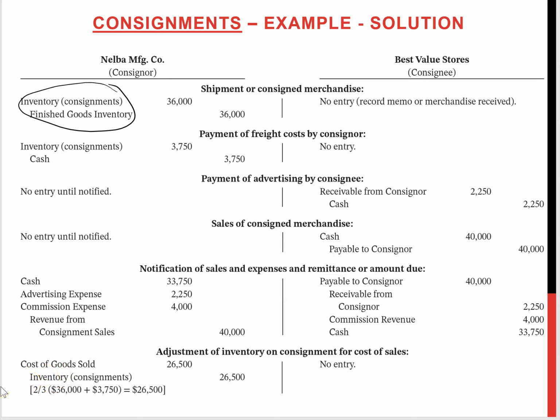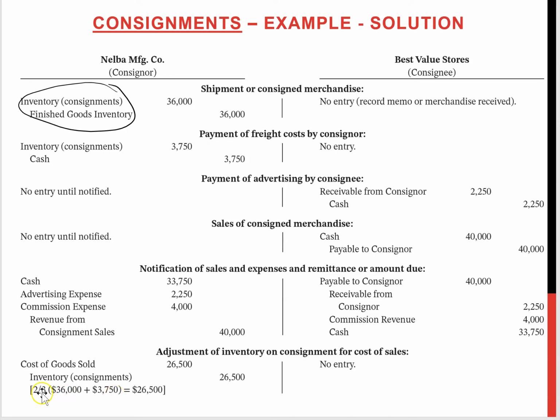The cost of goods sold is recorded when the sales revenue is recognized, not when the inventory was transferred. So cost of goods sold debit and inventory credit, and they labeled it as consignment inventories. But look at the numbers here. 36,000 was the actual inventory cost. Then we add the freight cost. Freight cost is a part of the product cost, so we added it.